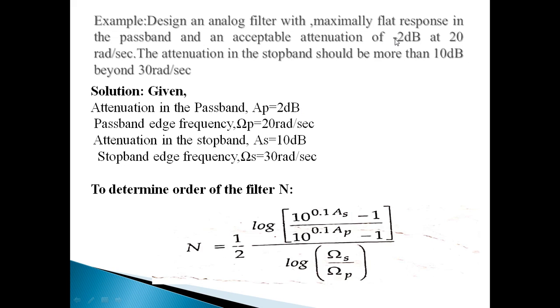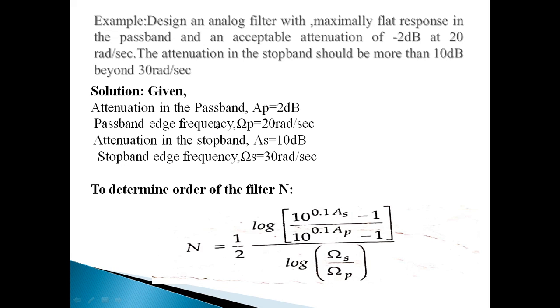Below 0 means it must be negative only, but while considering it, we consider it as plus 2 dB. The passband edge frequency we have is 20 radians per second. At 20 radians per second they are given, so the passband frequency is 20 radians per second. Then the attenuation in the stopband, how much are they given? They are given 10 dB, and beyond omega p we have 30 radians per second. So this is omega s.